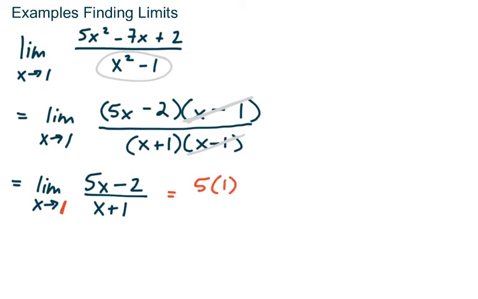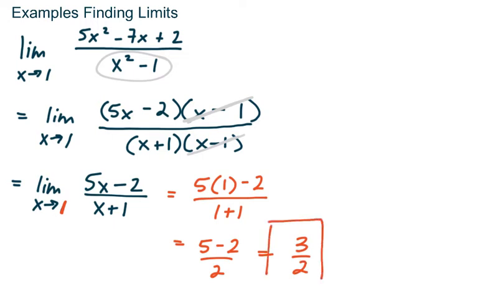So that's 5 times 1 minus 2 over 1 plus 1. Notice, once I reached that step where I was plugging the value into the expression, I no longer write the limit as x approaches 1 in there. So this is going to simplify, and I've got 5 minus 2 over 2, or 3 halves. 3 halves is my solution. It's the limit value of this function as x approaches 1. Let's look at another example.